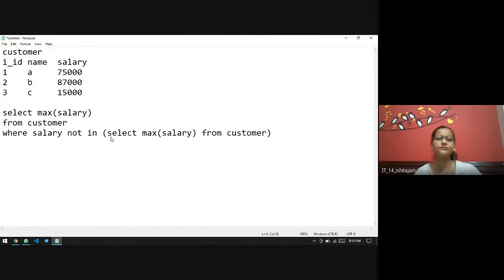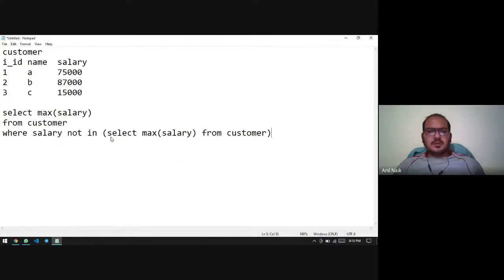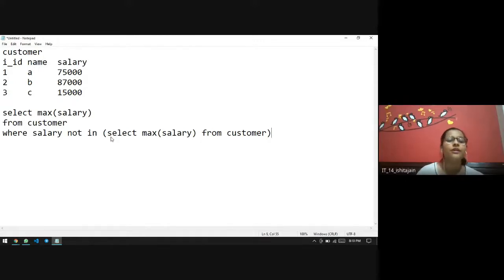Sir, done. So can you explain that where salary, after that? Sir, actually what I did, I select max salary from customer. I have to select the maximum salary from the table customer, where we have the column salary. The where statement I have written, but salary should not be in. Then I selected the maximum of the salary from the table, so that it will automatically give me the second largest salary when this part is executed.